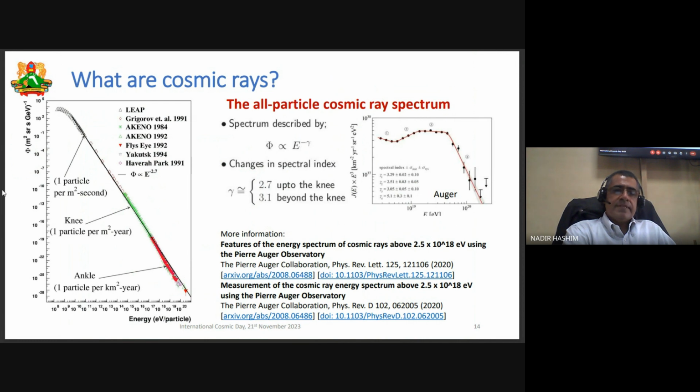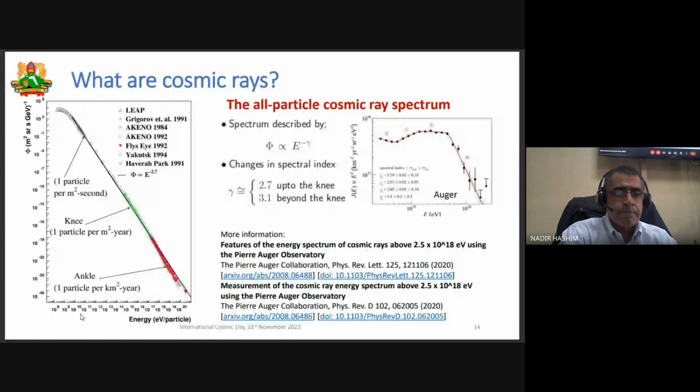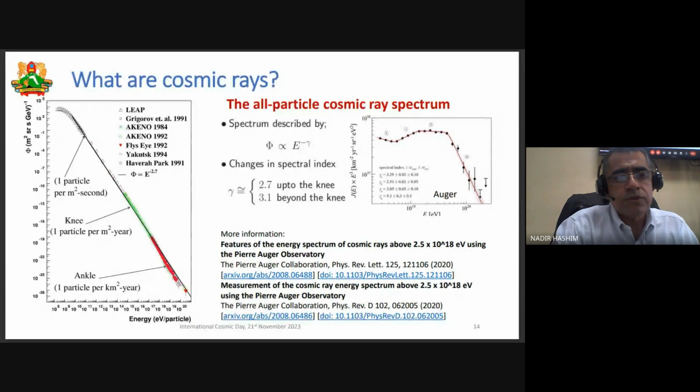On the left side, you see the all-particle spectrum of cosmic ray particles. The y-axis is the flux of the cosmic rays, and on the x-axis are the energies of cosmic rays. The flux ranges from 10^5 to 10^-28, so that's over 30 orders of magnitude. And the energy scale is from 10^8 to 10^20, so that's over 10 orders of magnitude.